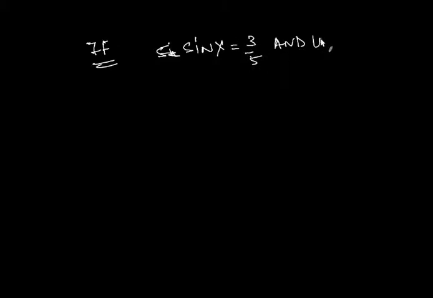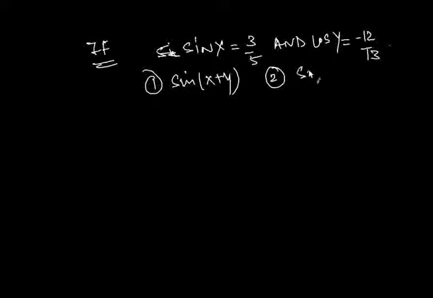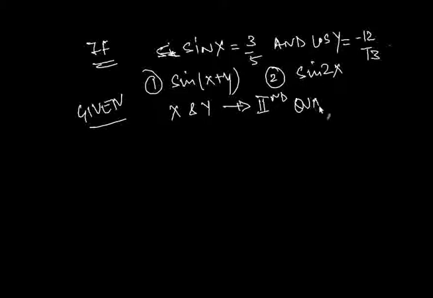Right, so here's another question on trigonometry. The question is, if sine x is equal to 3 by 5 and cos y is equal to minus 12 by 13, then what are the values of 1, sine x plus y, and 2, sine 2x? Given that x and y both lie in the second quadrant. So that's the question we have.